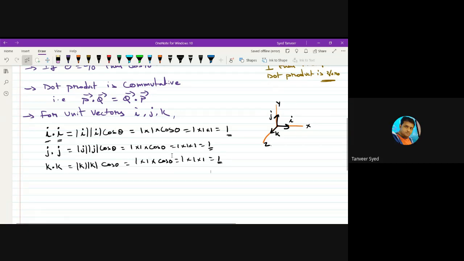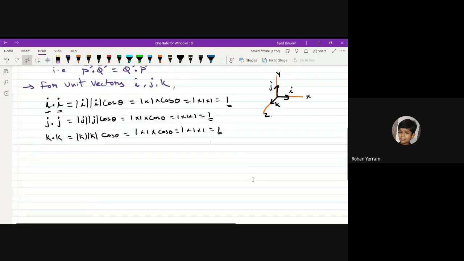Why is theta 0? What is theta? Theta is the angle between P and Q. Where are P and Q here? We are multiplying I and I. So what is the angle between I and I? 0, sir. That's what I have written there. Got it or not? Okay. This is one thing. Further, see.